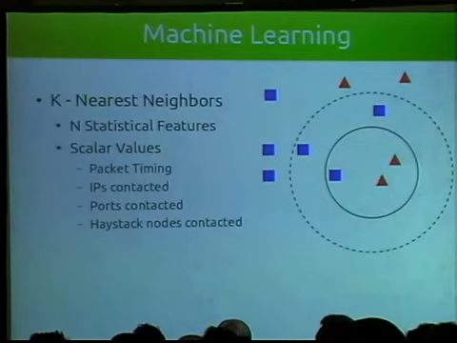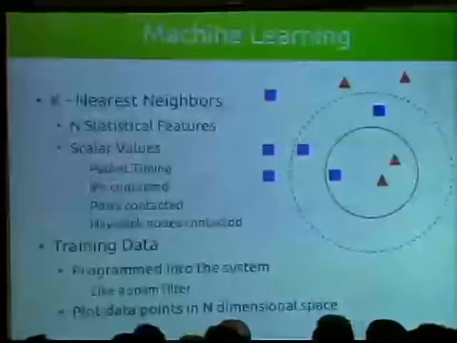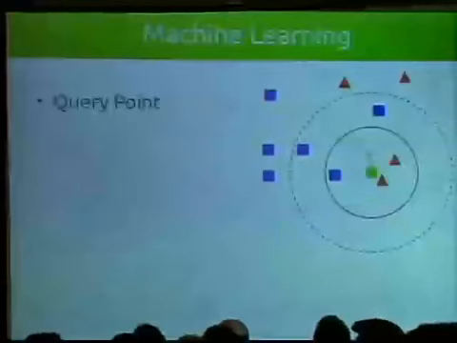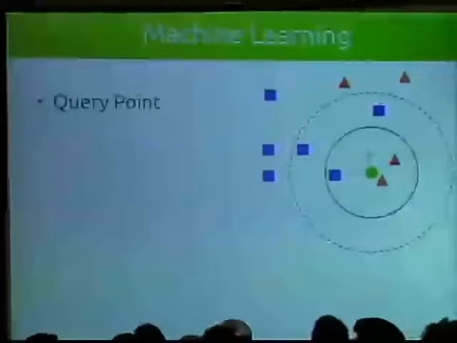Only 2 dimensions, due to budget cuts, are shown on the screen. So imagine the percentage of haystack nodes contacted on the x-axis and some other value on the y-axis, right? And you have some training data that's set. Just like a spam filter, you have to have training data. You have to tell the system what's good and what's bad, what hostile data looks like, what benign data looks like, and you plot it on a graph like this. I got ahead of myself there. So you plot all this data in n-dimensional space, and then you have a query point, this green guy with a question mark in the center, right?